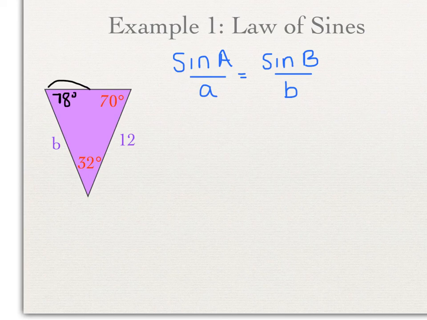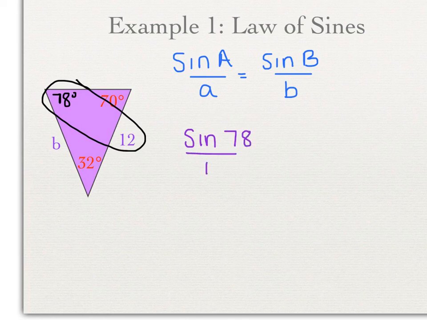Now I have a complete pair here. So sometimes they start you out with that complete pair. Sometimes you have to work for it a little bit. So when I go to set this up in my formula, here's what this is going to look like. My completed pair is the 78 degrees with the 12. So I'm going to say sine of 78 over 12 is equal to, and then I'm going to go for that side.